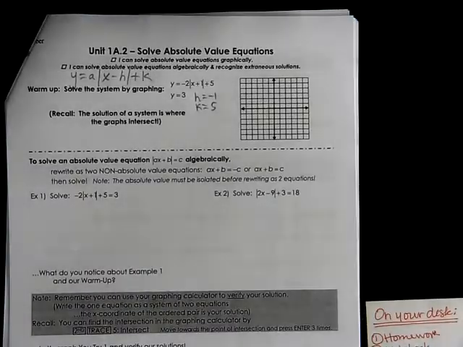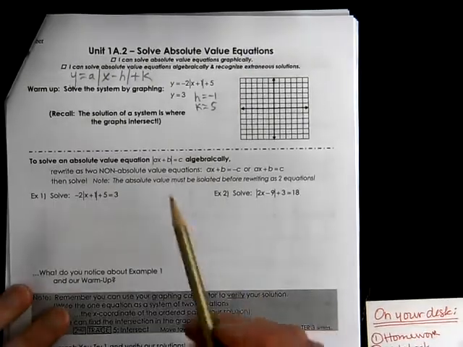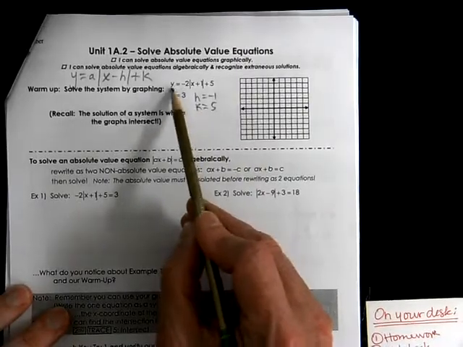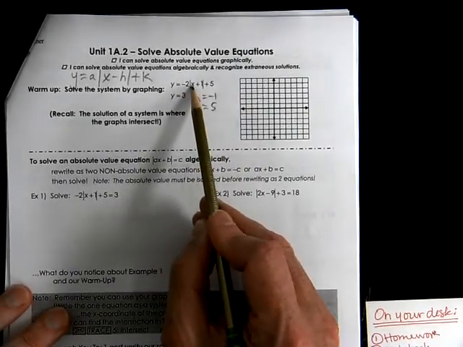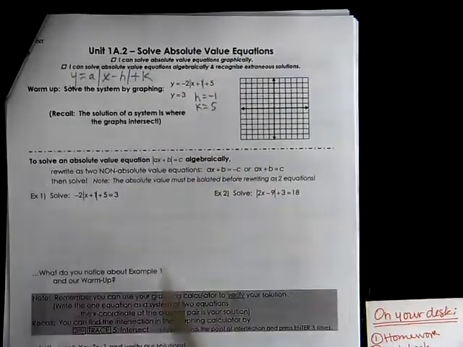This is Algebra 2 with Trig, Unit 1A.2. We're talking about solving absolute value equations. We're going to start out with graphing y equals -2 absolute value of x plus 1, plus 5.